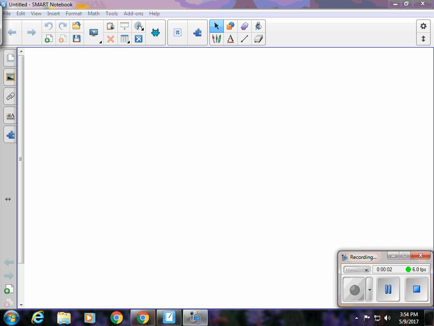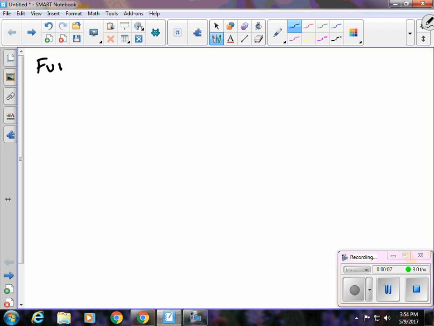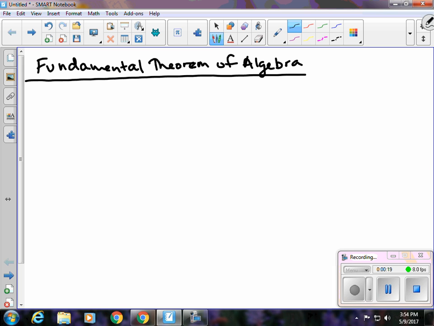The fundamental theorem of algebra lets you know how many roots or zeros are possible. With this being said, remember a root is the same thing as 0. Now, this doesn't mean that all of your roots have to be real. Some of them could be technically imaginary.